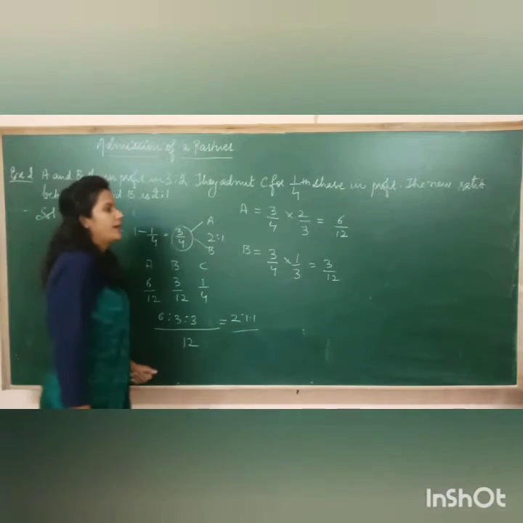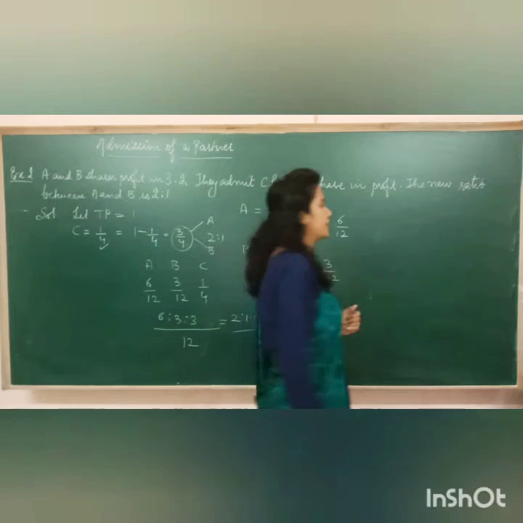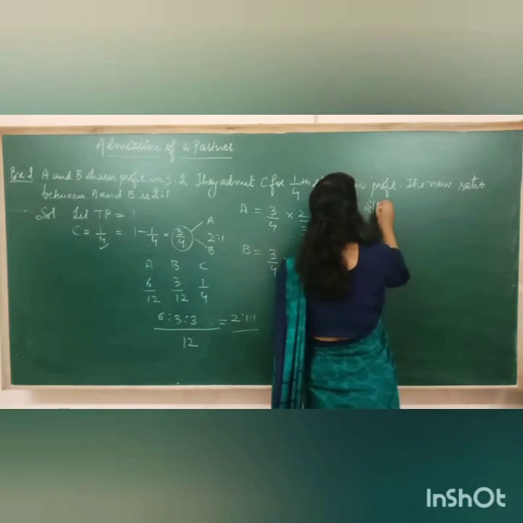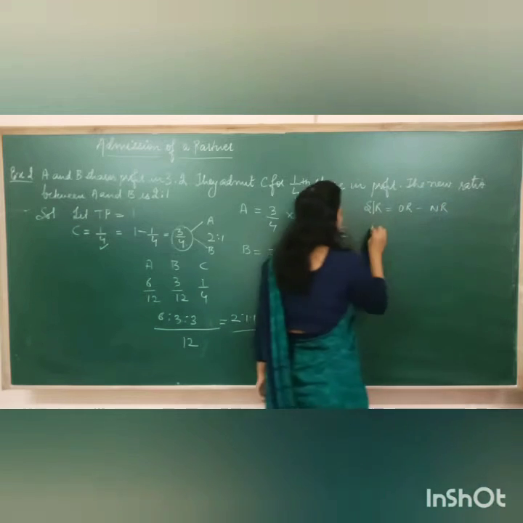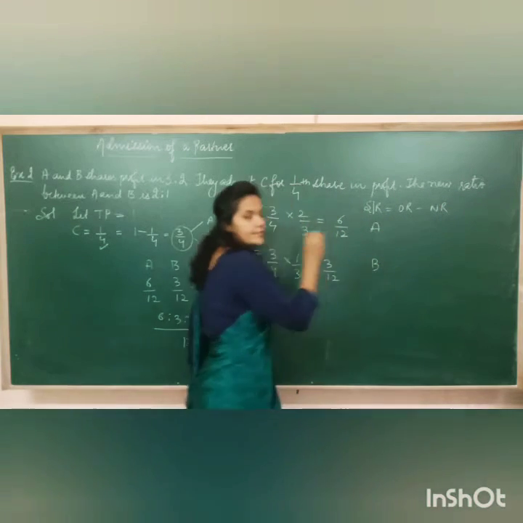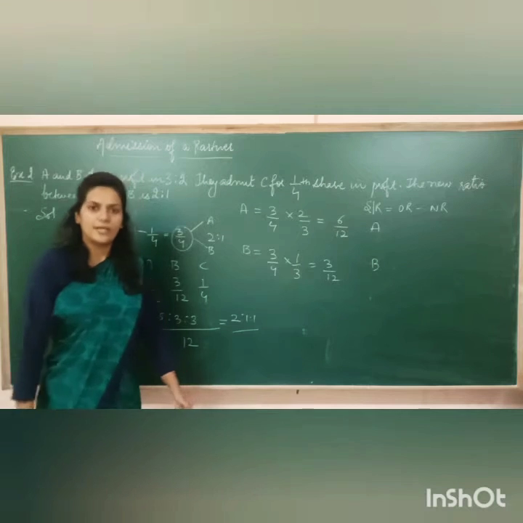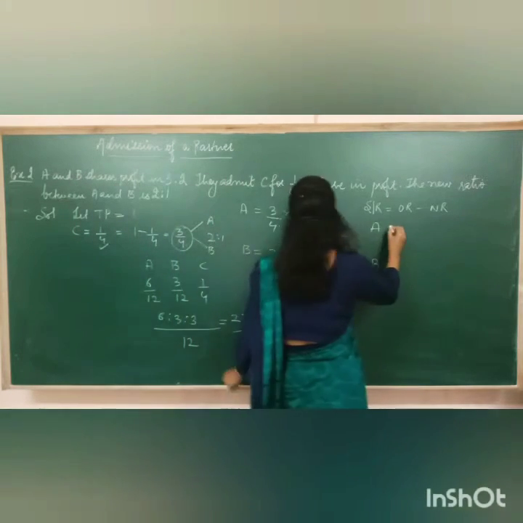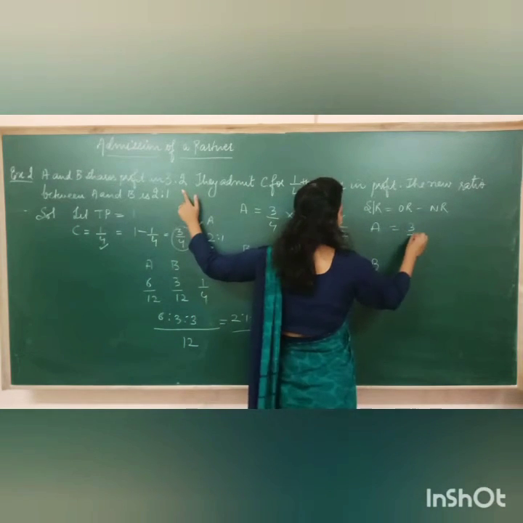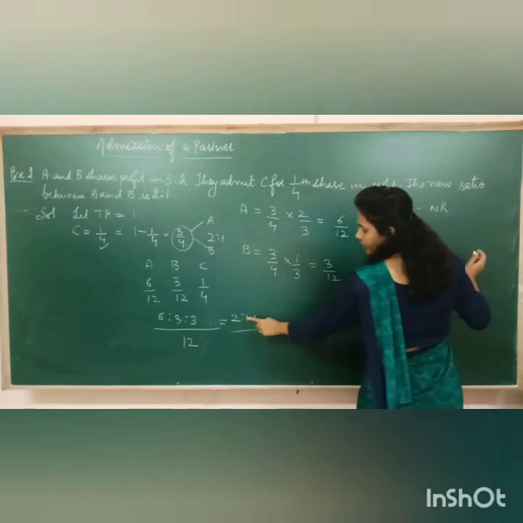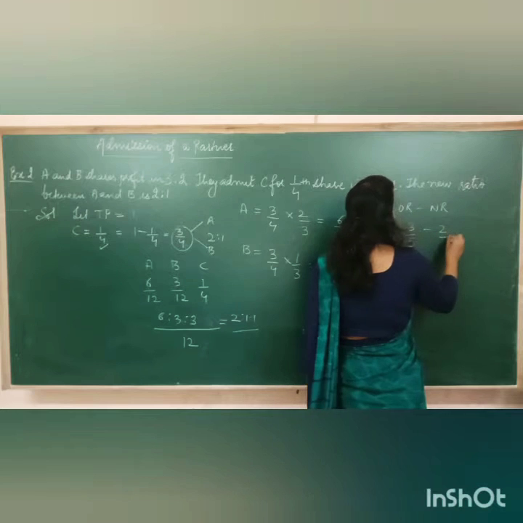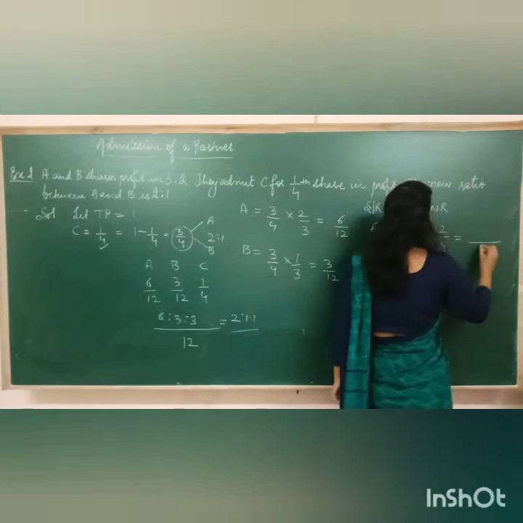Now suppose I have to calculate the sacrificing ratio here, then what do I have to do? The formula for sacrificing ratio is old ratio minus new ratio. So on account of C's admission, only A and B are going to sacrifice. A's old share is 3/5. A's new share is 2 plus 1 is 3, plus 1 is 4, so 2/4. Simplify it.